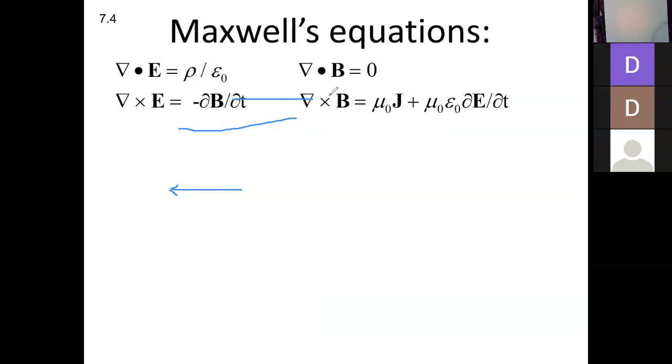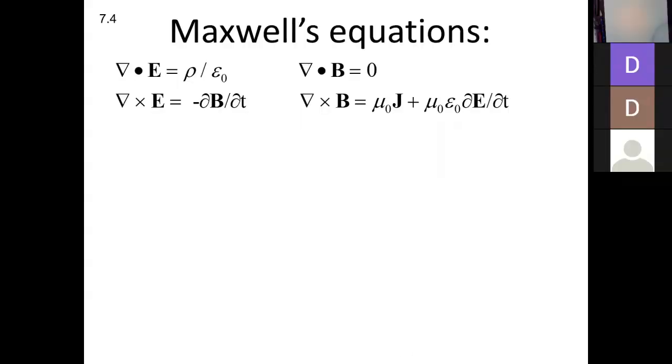So the idea is Maxwell added a change to Ampere's law, and then we call these four equations Maxwell's equations. These are valid for all electric fields and magnetic fields in space and time. So if, sorry, I hit the wrong button. There we go.